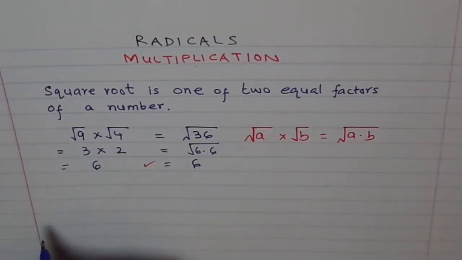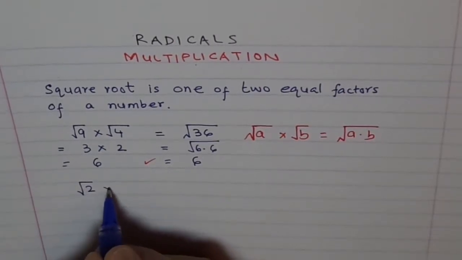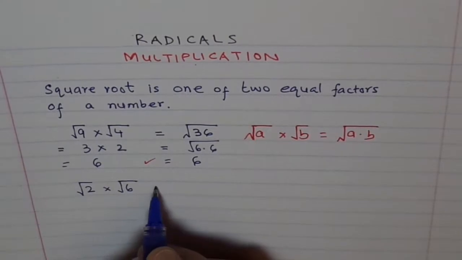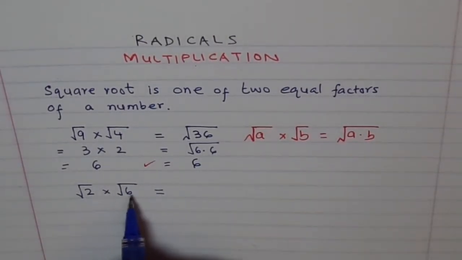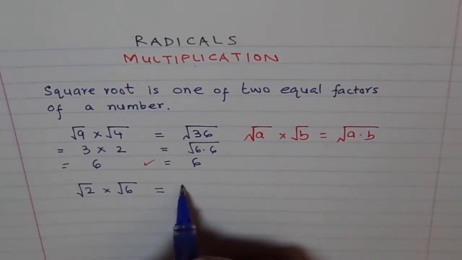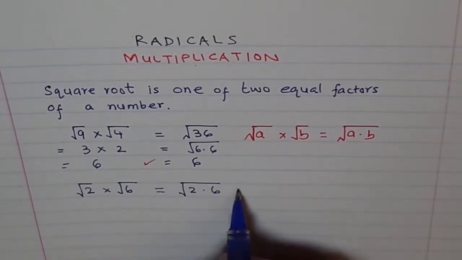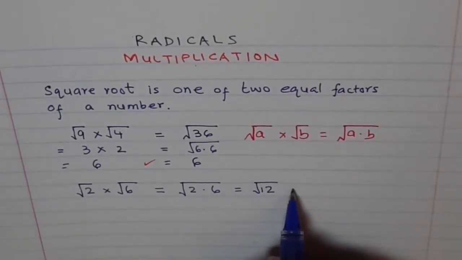Let me take very simple examples with you. Square root of 2 times square root of 6. Now, applying this rule, you can multiply both 2 and 6 and write them in one radical. So first let me just write like this, simple steps, and then 2 times 6 is 12. So we can do square root of 12.